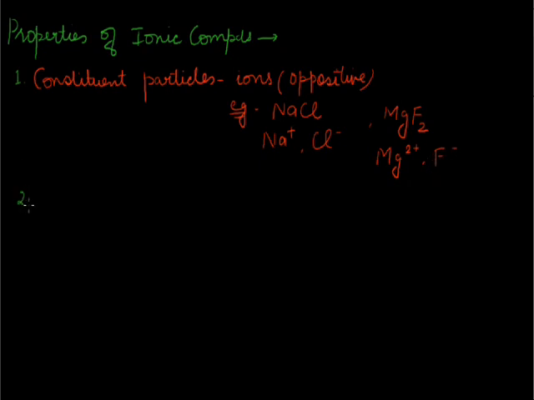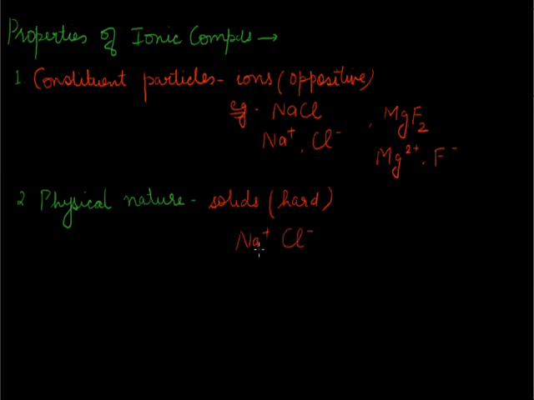Moving on to the second property of ionic compounds, that is their physical nature. Ionic compounds are relatively hard solids. They are solid, and that too hard solids. This is because there is a strong electrostatic force of attraction between the ions of ionic compounds. So if we are saying sodium chloride, which is made up of Na+ and Cl-, obviously when the charges are opposite in nature, they are going to attract each other, and that is why the solid form will be hard in nature.